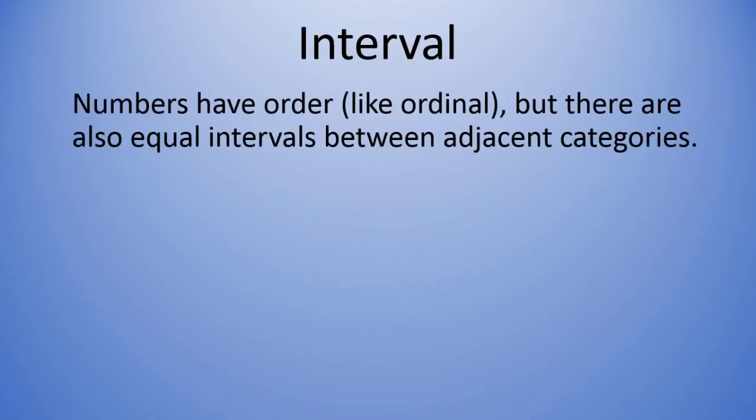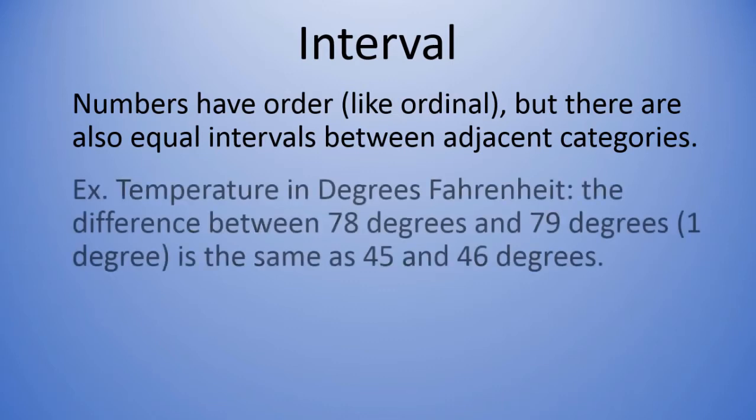In interval, numbers have order, just like ordinal. So you can see here how these scales of measurement build on one another. But in addition to ordinal, interval also has equal intervals between adjacent categories. And I'll show you what I mean here with an example. So if we take temperature in degrees Fahrenheit, the difference between 78 degrees and 79 degrees, or that 1 degree difference, is the same as the difference between 45 degrees and 46 degrees. 1 degree difference once again.